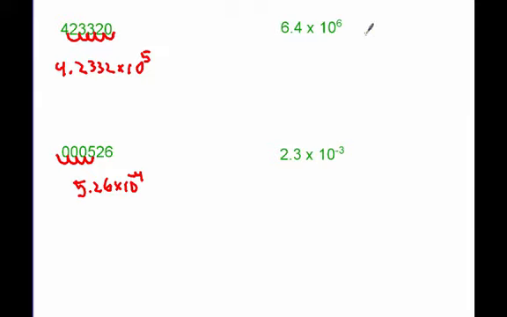All right, now up here, I have 6.4 times 10 to the 6th. It's a positive 6, so my decimal is going to move right. So I'm going to move it 1, 2, 3, 4, 5, 6 places. Fill in my blank spaces with zeros. And I get 6,400,000.